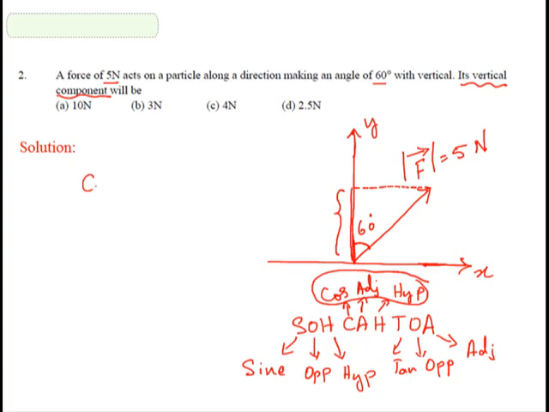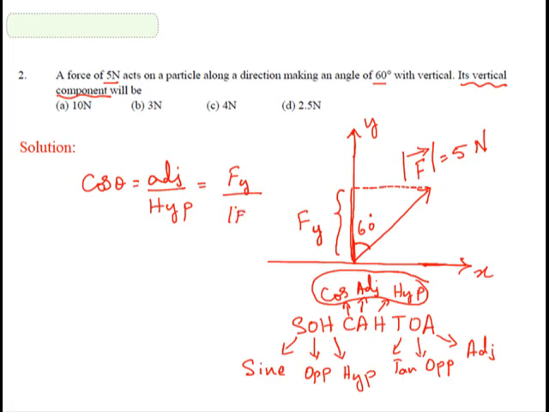So you know that cos theta is equal to adjacent divided by hypotenuse, right? Now how do I name this adjacent side? Since it is along y-axis, let me name it as Fy. Okay, this is the magnitude of it. F is just the magnitude of it. Okay, so hypotenuse is equal to the magnitude of F. So we want to find out what is Fy, right? So Fy divided by magnitude of F.